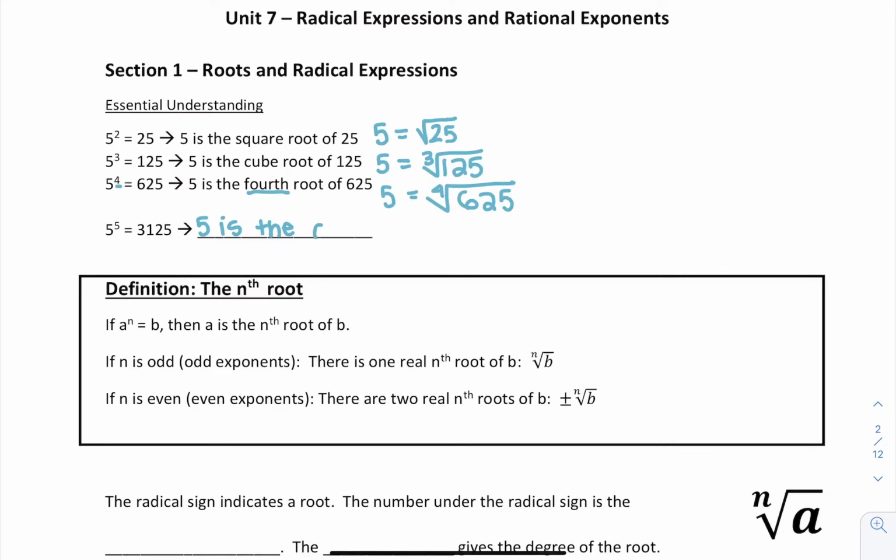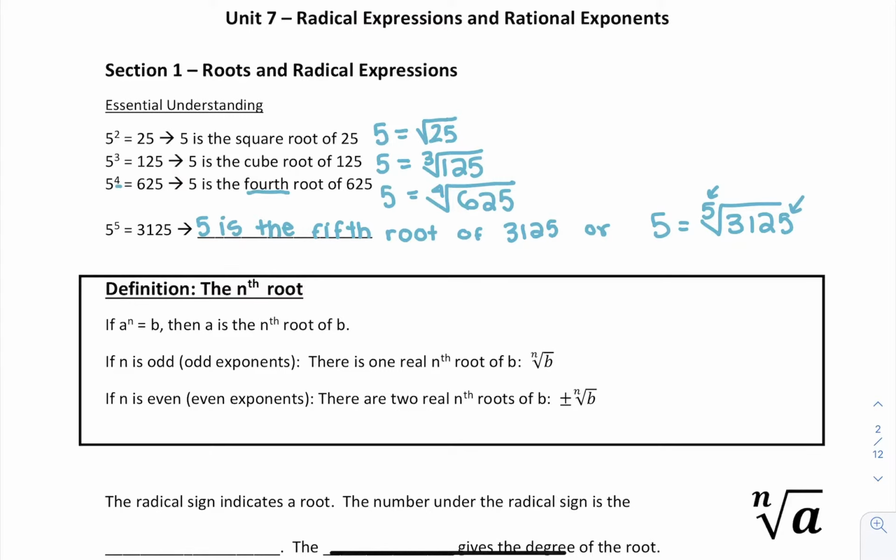is the 5th root of 3,125, or 5 is equal to the 5th root of 3,125. So basically it means what multiplies by itself 5 times to get 3,125.